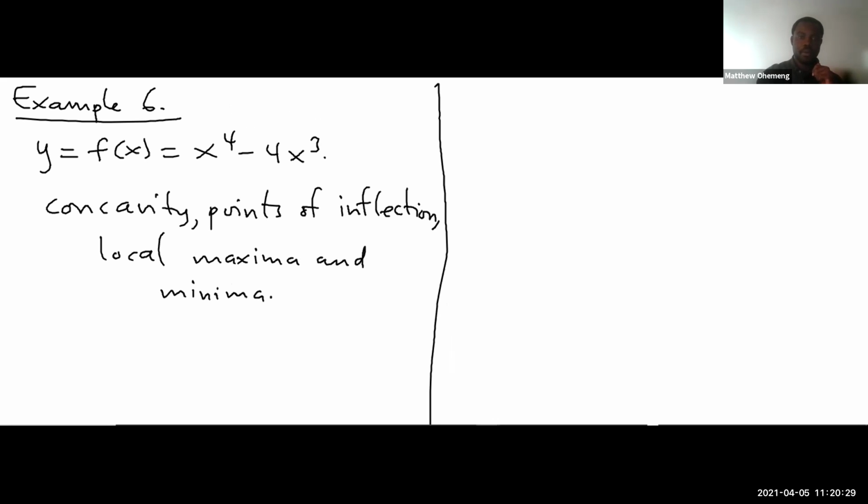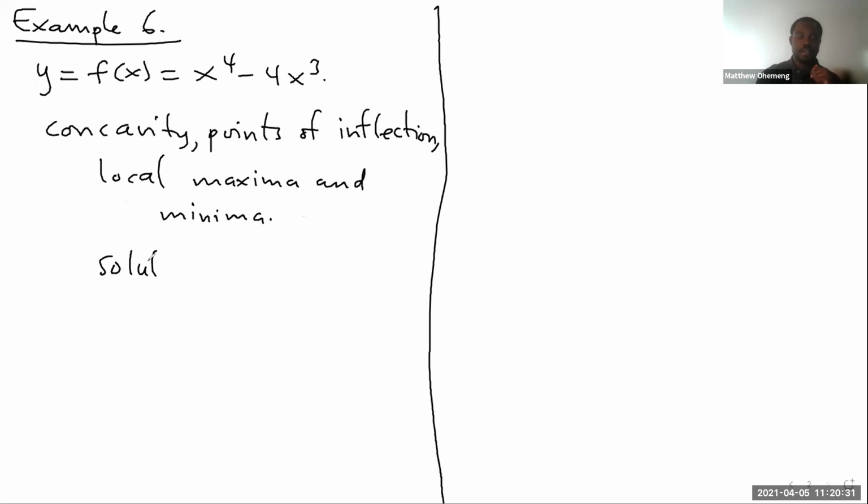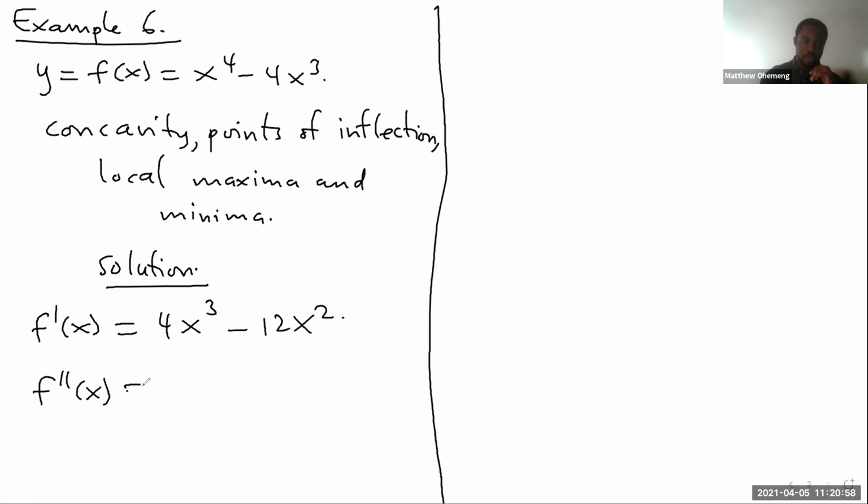Now in solving this, we are asked for concavity. To find the concavity, you need f prime prime. When you're doing increasing or decreasing, you need f prime, but when you're doing concavity, you need f prime prime. So that'll be the first thing we have to find. Let's first get f prime so that we can get to f prime prime. f prime is 4s cubed minus 12s squared. Now if f prime is this, then f prime prime will be 12s squared minus 24s. Okay, we have f prime prime.